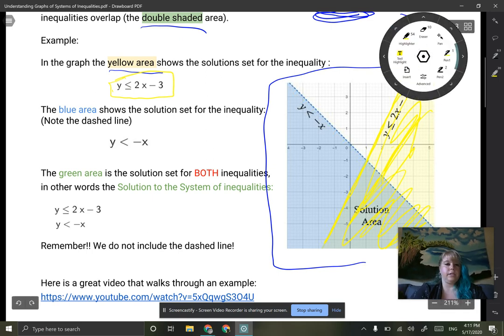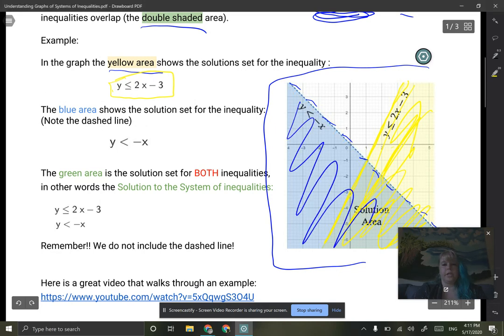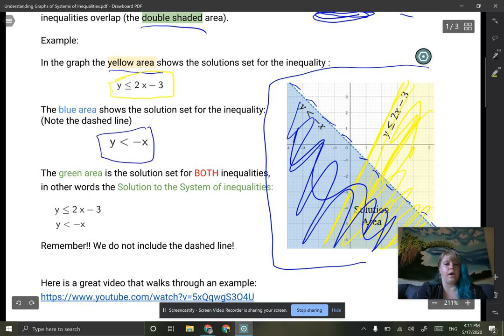Okay, then the next part, the blue area. So the blue area is this dashed line here, and it goes all the way down here. And this shaded area, this is all the blue area. Okay, and that is y less than negative x. Okay, what did we say about dashed lines in the last video or last notes? We do not include anything on this dashed line here. Okay, nothing here. But we include everything in the shaded area.